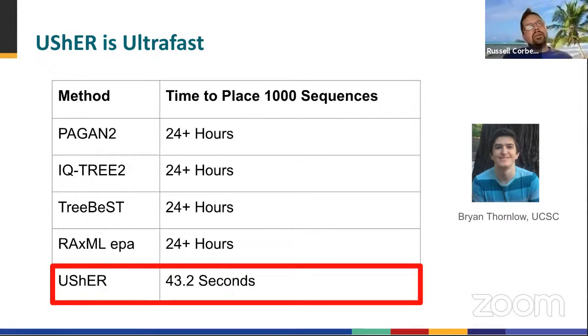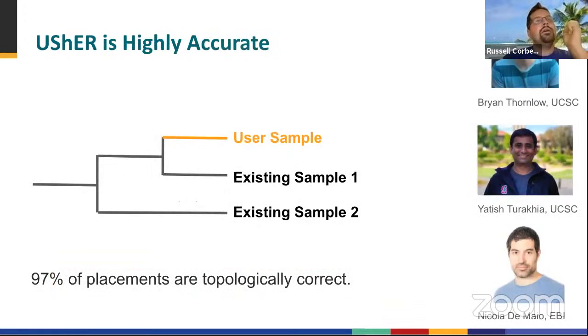And USHER, on the other hand, when we wrote that, took about 43 seconds. So it's many orders of magnitude faster than anything we were aware of. And this has really been the reason USHER is so efficient, is that it has a really efficient way of representing the data and an efficient way of adding new stuff to the tree as well.